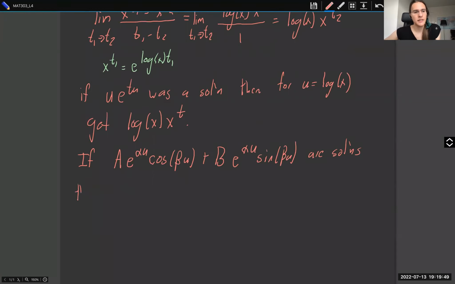Then when we plug in u equals log x, I'll get a times x to the alpha, and then here I'll get cosine beta of log x. And that doesn't simplify. So you have logarithms and cosines, and that's a fact of life. If you have complex solutions of this augmented polynomial, then it is a reality that the solutions of the Euler equation will have logarithms inside of cosines and sines.